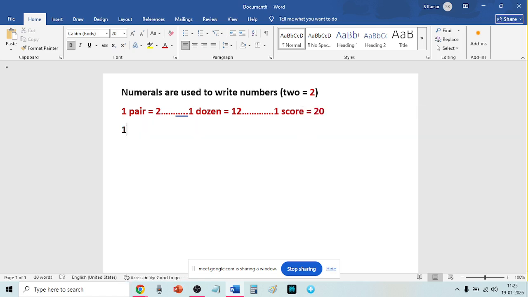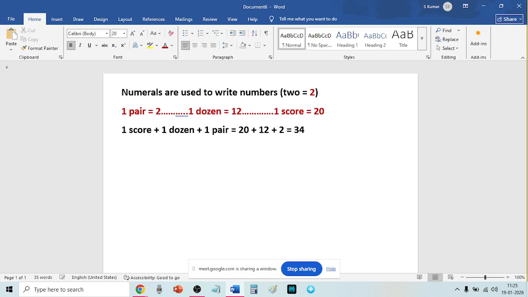So one score plus one dozen plus one pair. How much would that be? One score plus one dozen plus one pair. 20 plus 12 plus 2 is 34. Very good. That will give you 34.